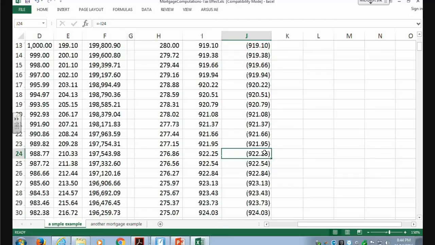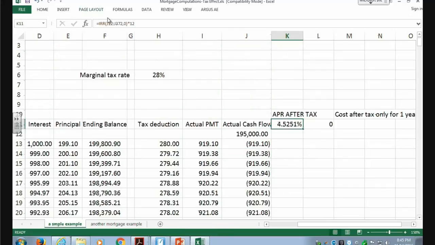Then use IRR, same as this one for IRR, right? Now if the sale is here, you start from L12 to L24, multiplied by 12. Then you get the after-tax IRR if you hold it for only 1 year.